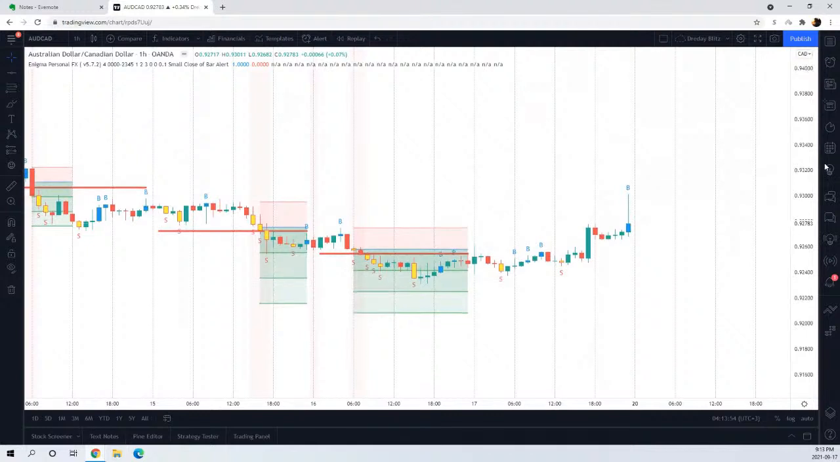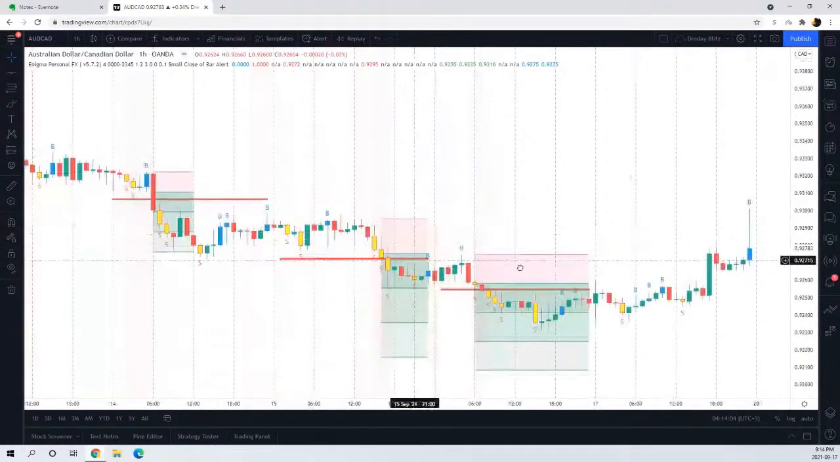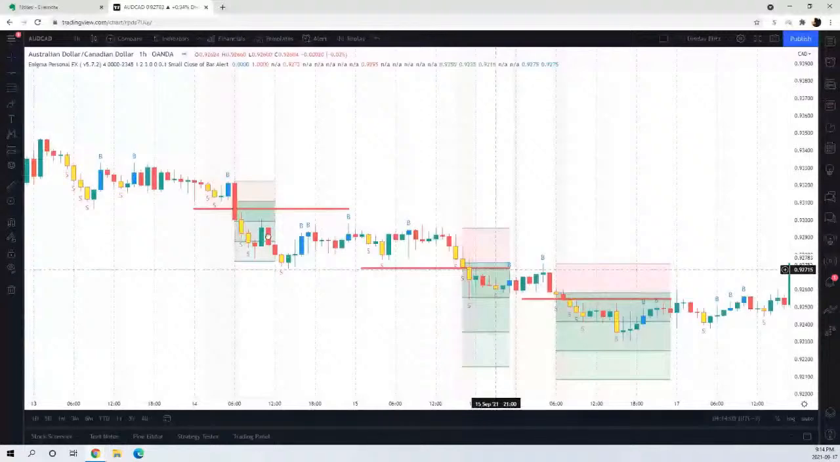And we do see a lot of Enigma signals here. Those are sell signals. You have another one here. So that's 3.